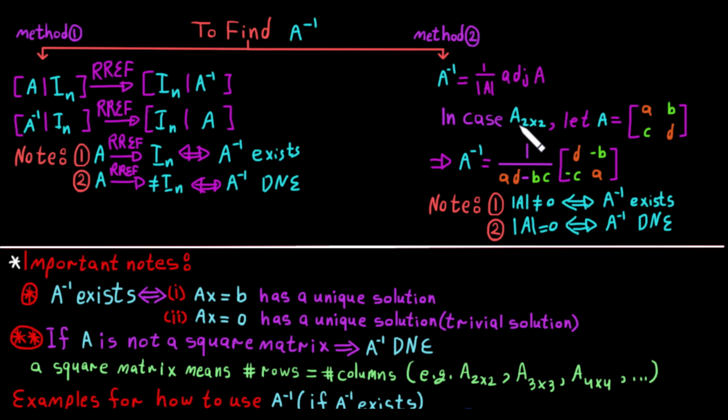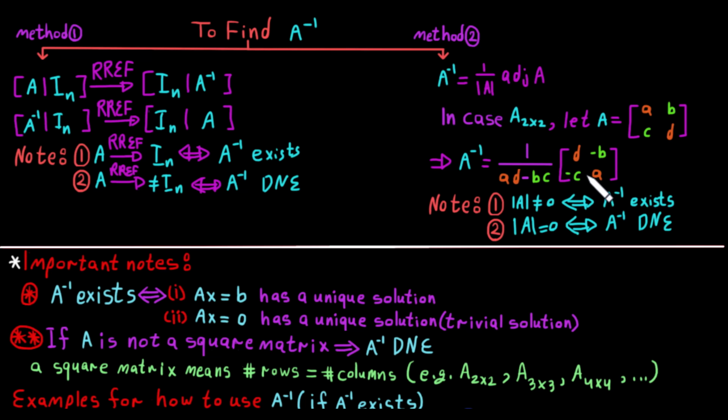In case the matrix is 2 by 2, for example, let A equal a, b, c, d, where these mean any numbers, then A inverse has this formula. And you can see here, this represents the determinant of A, and here it represents the adjugate, or they call it adjoint, of A.